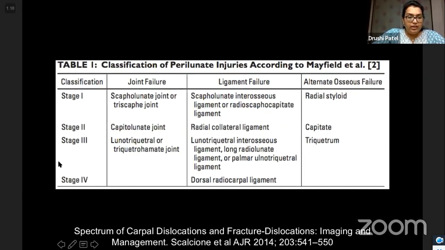So if you have understood all this, these are the stages of the Mayfield classification. That is how you remember that figure, how the forces are transmitted from the scapholunate joint to the capitolunate joint to the lunotriquetral joint, resulting in injury to that particular ligament: the scapholunate interosseous ligament and the radioscaphocapitate ligament, then the radial collateral ligament, then the lunotriquetral ligament and associated extrinsic ligaments, and lastly, the dorsal radiocarpal ligament. Or when there is osseous involvement, that is how the fracture lines also pass through: transscaphoid, transradial, transcapitate in stage 2 and transtriquetral in stage 3.